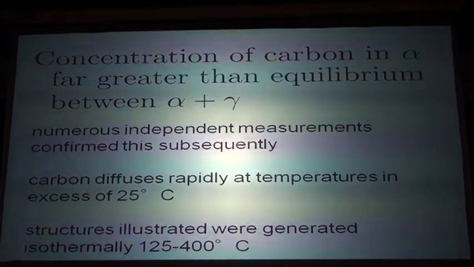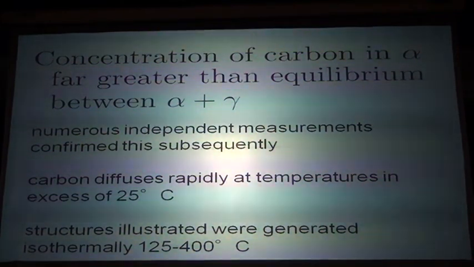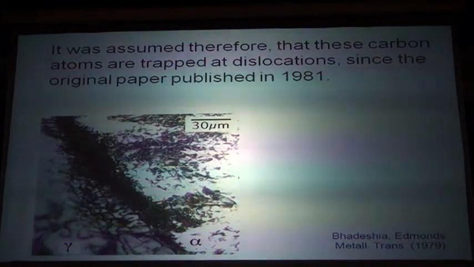Now, to summarize those papers, the concentration of carbon in that ferrite was again confirmed to be far greater than expected from the equilibrium phase diagram, in spite of the fact that carbon should not be there. I mean, these samples have been held at 200 degrees for 10 days, and still the carbon is reluctant to move from that ferrite. So there's something fundamentally wrong, unless we say that the carbon is trapped at dislocations. And there are plenty of dislocations in the structure to trap the carbon.